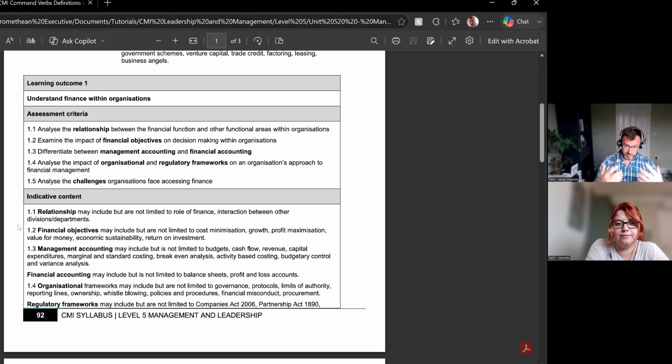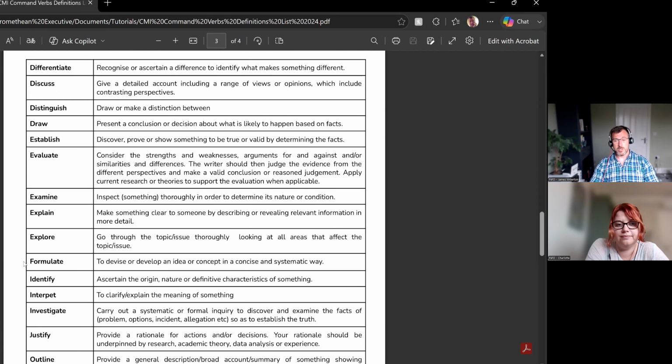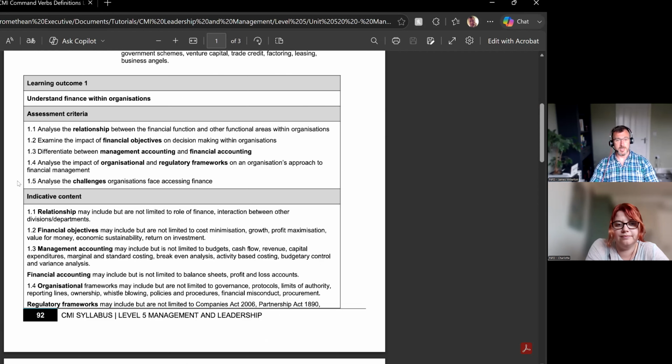So again, we're looking at the impact of these financial objectives on how we make decisions across organizations, good and bad, and just try and think about some of the more nuanced areas as you go through that question, the examination. Examine here is to inspect the thing thoroughly in order to determine its nature or condition. So again, it's that thorough link between financial objectives and the way decisions are made across the place.